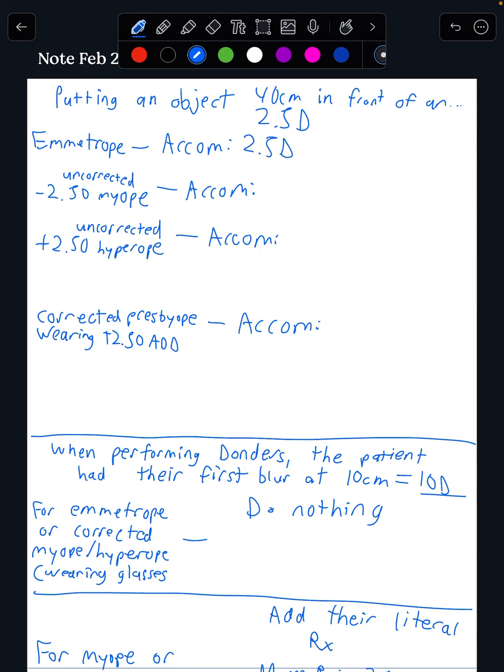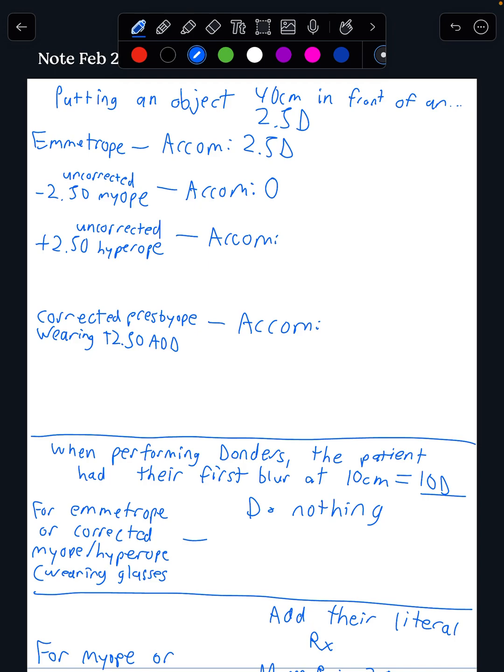diopters to see it. But a myope is a person who has an eye that's stronger than an emmetrope. So in this case, we have an uncorrected minus 250 myope, meaning their eye has 2.5 diopters more strength than an emmetrope. In which case, if we put something 40 centimeters in front of them, they would not have to accommodate at all to see it.